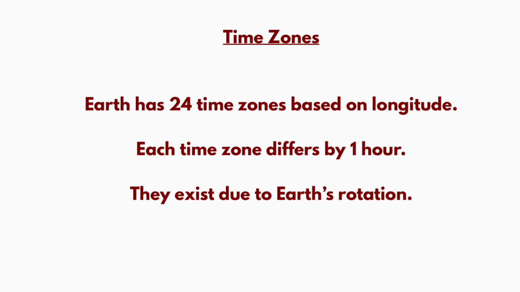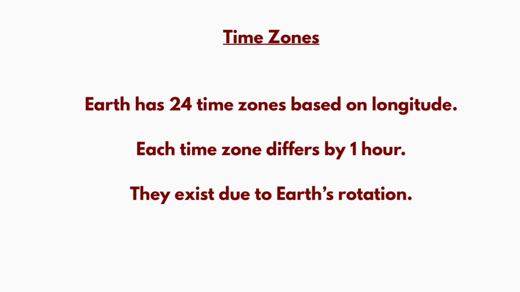Time zones. Different places on Earth experience day and night at different times. This happens because Earth rotates. To manage time, Earth is divided into time zones. Each time zone follows a standard time. The prime meridian, 0-degree longitude, is the reference line for time calculation. Why are time zones needed? To avoid confusion in daily activities and to maintain uniform time within a region. So time zones help different parts of the world keep correct time.